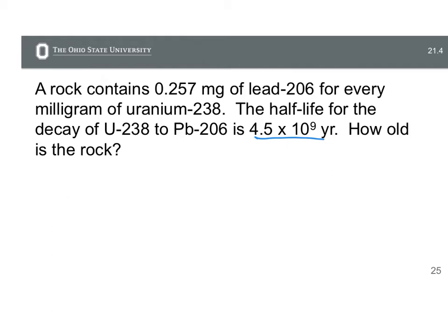Okay. So one thing I want you to know is that when you're doing A at time 0 and A after some time, these have to be the same substances. So here in our problem, we were given 0.257 milligrams of lead for every 1 milligram of uranium. So we're going to have to convert those to the same species. I'm going to let you think about that for a few seconds.